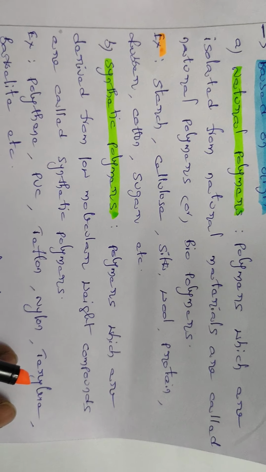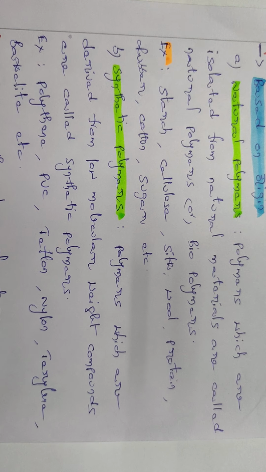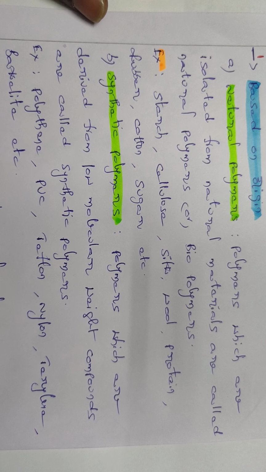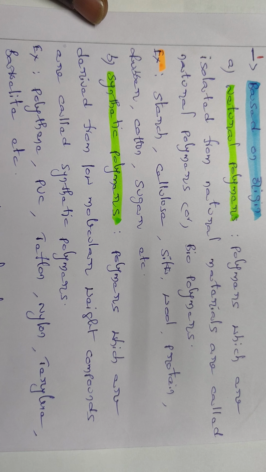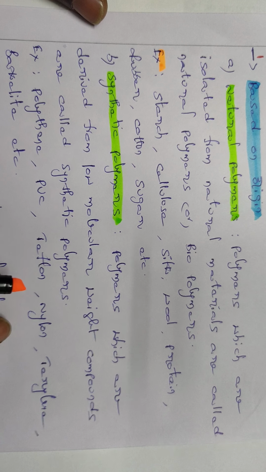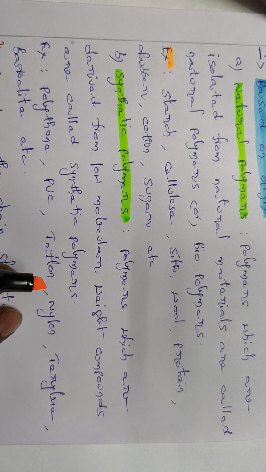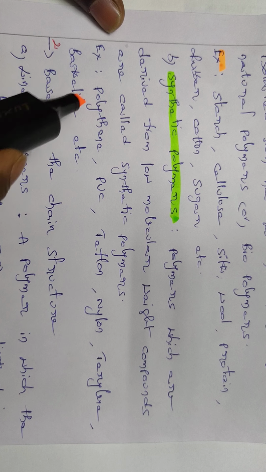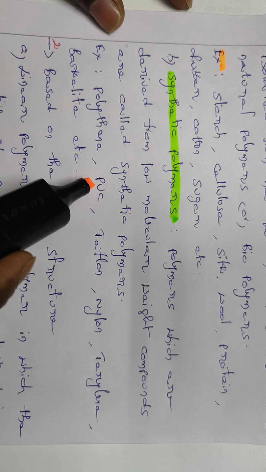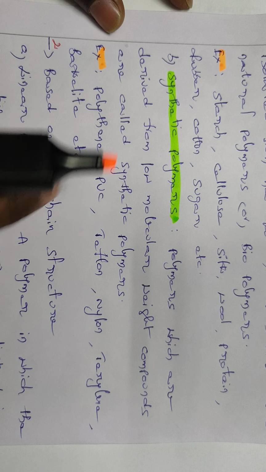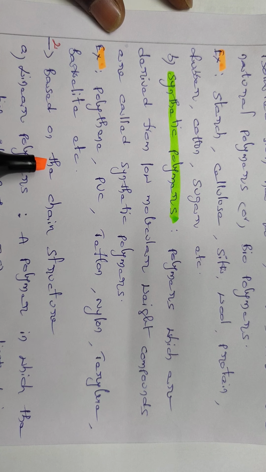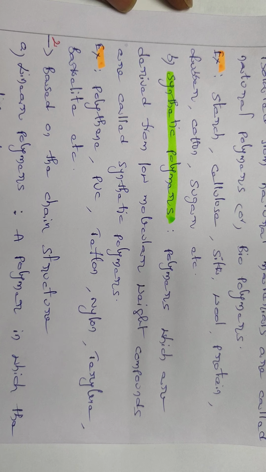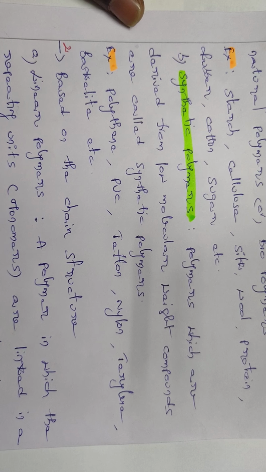And the second one is synthetic polymers. Polymers which are derived from low molecular weight compounds. That means polymers which are prepared from low molecular weight compounds. That means these are man-made polymers. Such type of polymers are called synthetic polymers. So what are the examples? Polythene, PVC, Teflon, nylon, terylene, bakelite, etc.